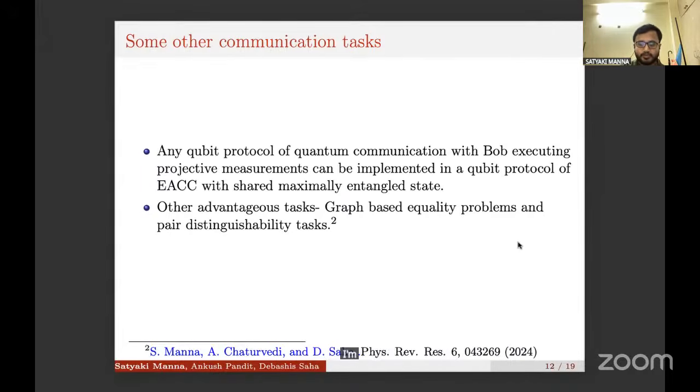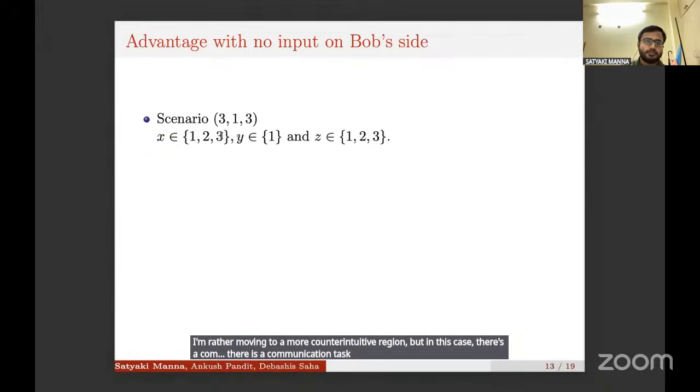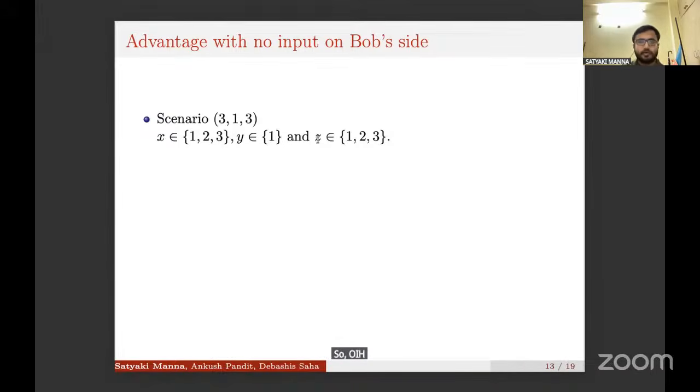I'm rather moving to a more counterintuitive result. In this case, there is a communication task. Here, Alice gets 3 inputs, 1 to 3. But Bob only has a fixed input. Bob only does a fixed measurement, a fixed decoding strategy. So Y is fixed, and Bob produces Z. Z can also take 3 values, 1 to 3.